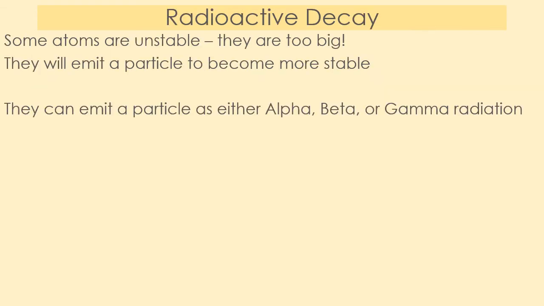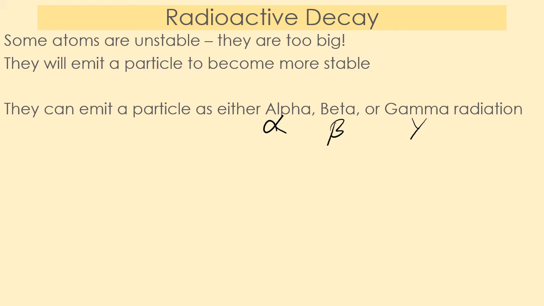So, radioactive decay. Stuff we already know from before half term now. Some atoms are unstable. Effectively, they are too big for themselves. They're too big for their boots, you might say. Now, they will emit a particle to become stable. They can emit either alpha, beta, or gamma. Use the Greek letters there. It's ABC is what it stands for. And we're going to have a little look at those in a second.